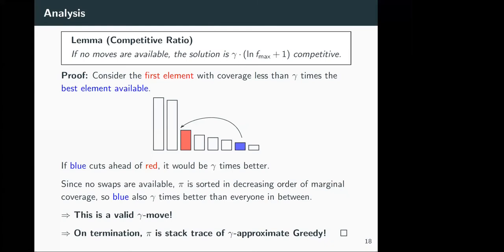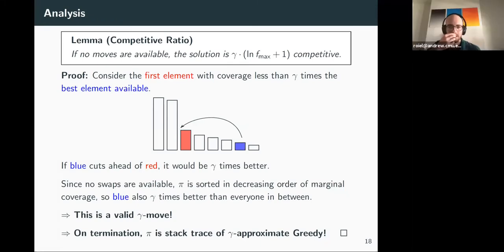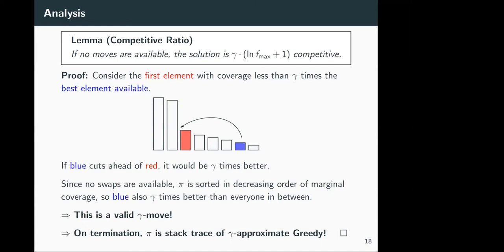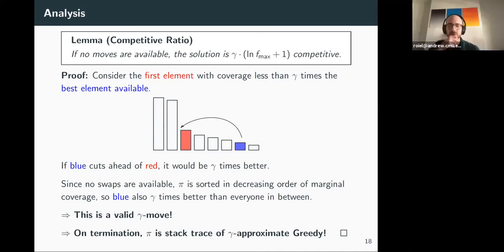And should I think of gamma as a constant? Because earlier you said the competitive ratio is like log of F max. Good point, yeah, absolutely. So gamma is going to be a constant. Yes, that's a very good point. We'd be worried if it was not. So gamma we're going to fix once and for all. We'll wait till the end of the analysis, but it's just a constant in your head.